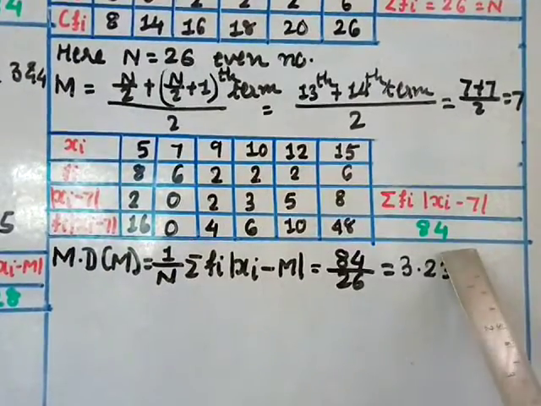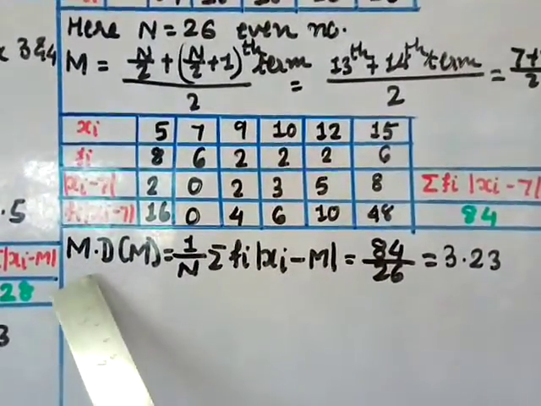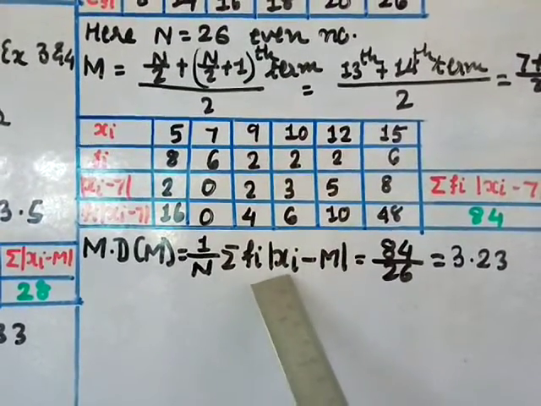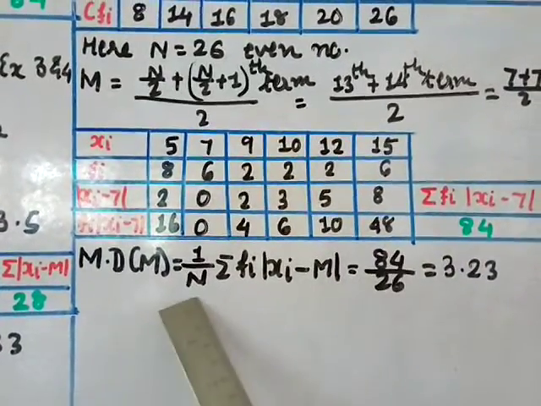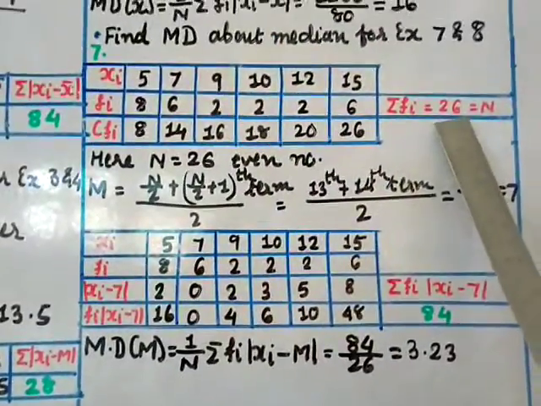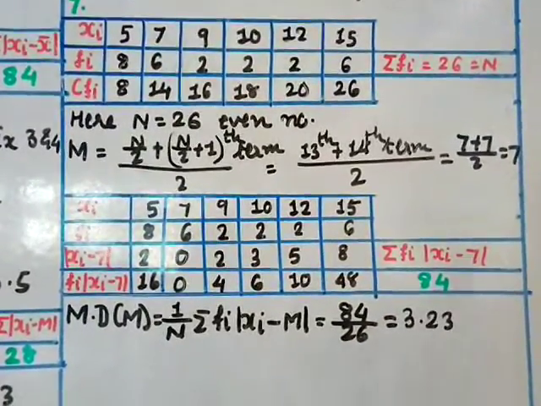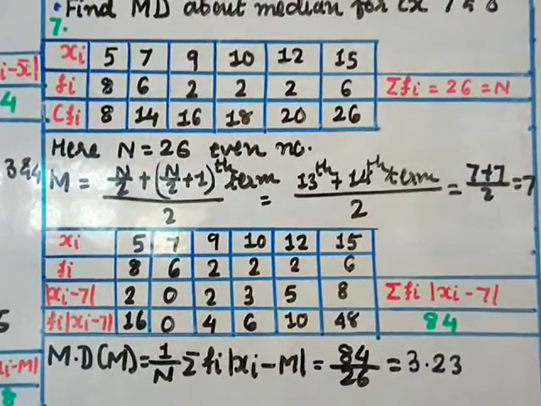sum total is 84. The formula for mean deviation about the median is M equal to 1 by n sigma fi modulus of xi minus M. So this value is 84 and n value is from here 26. Okay, find the division, you get the value 3.23. So this is the mean deviation about the median for the given data.